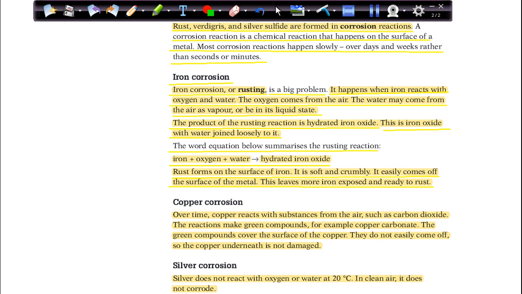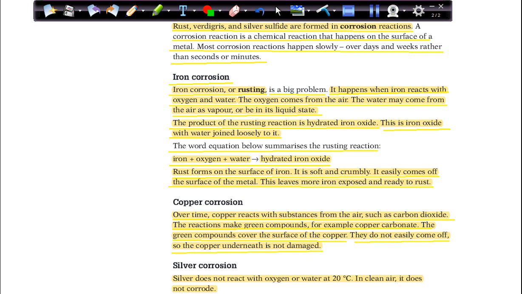What about the copper corrosion? Over time, copper reacts with substances from the air, such as carbon dioxide. The reactions make green compounds, for example, copper carbonate. The green compounds cover the surface of the copper. They do not easily come off, so the copper underneath is not damaged.